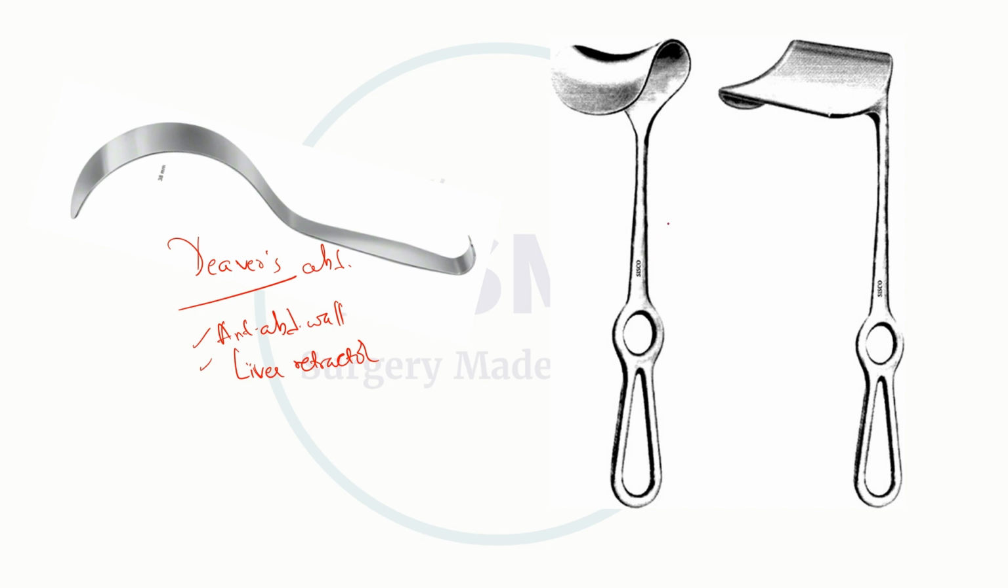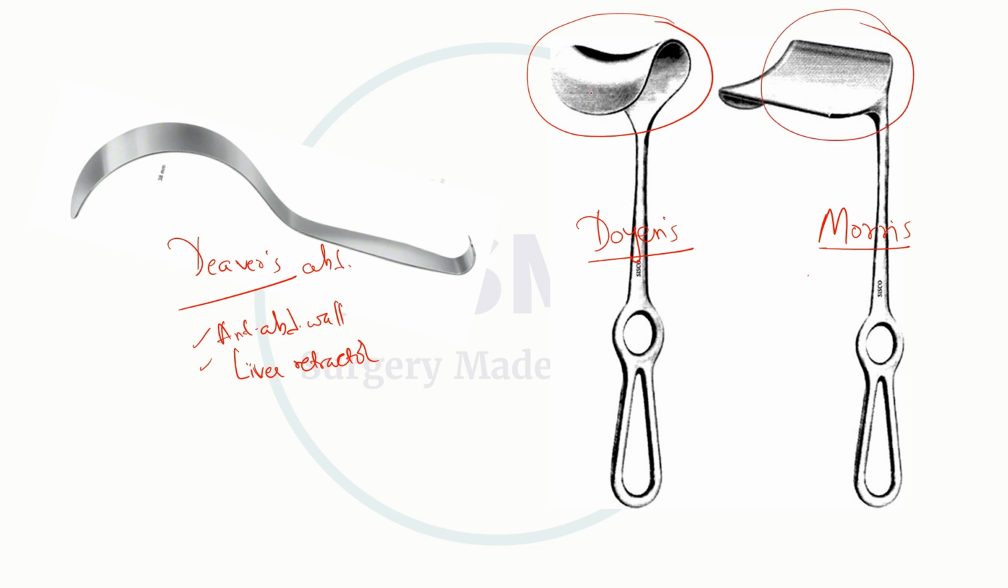Okay. Now these two are a little bit confusing. The first one is your Doyen's retractor, whereas this is your Morris retractor. You can simply remember from one end of the instrument: Doyen's is curved and more folded, whereas Morris is more or less flat and only a little bit curved. This is your Morris retractor, this is your Doyen's retractor. Again, these are commonly used for abdomen retraction.